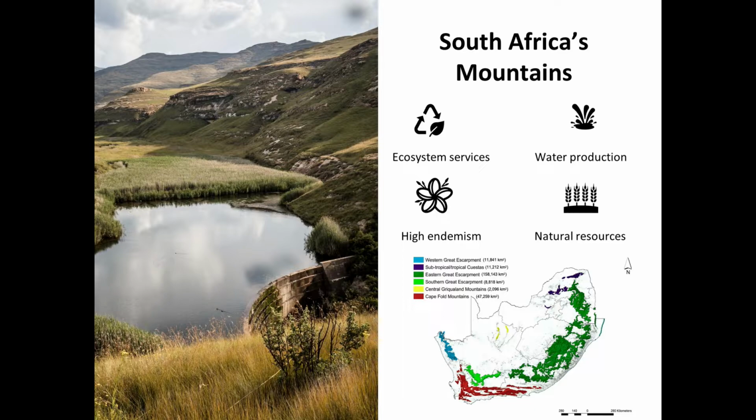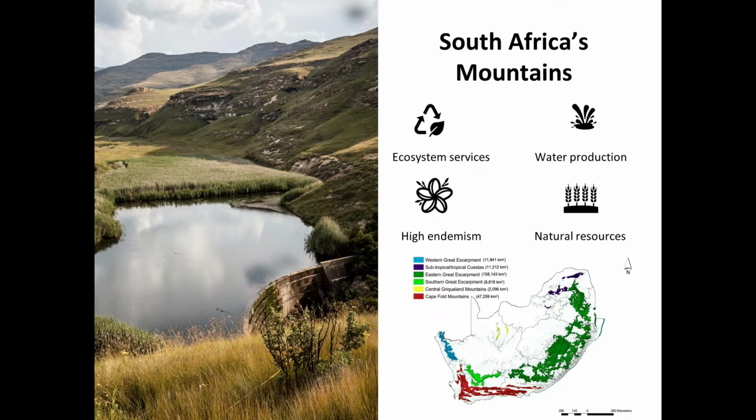Systems like the Cape Floristic Region and the Cape Fold Mountains, as well as the Drakensberg, have mega amounts of endemism and biodiversity. So they're really, really important. And obviously with that kind of biodiversity, they're valuable to the people living in those environments.